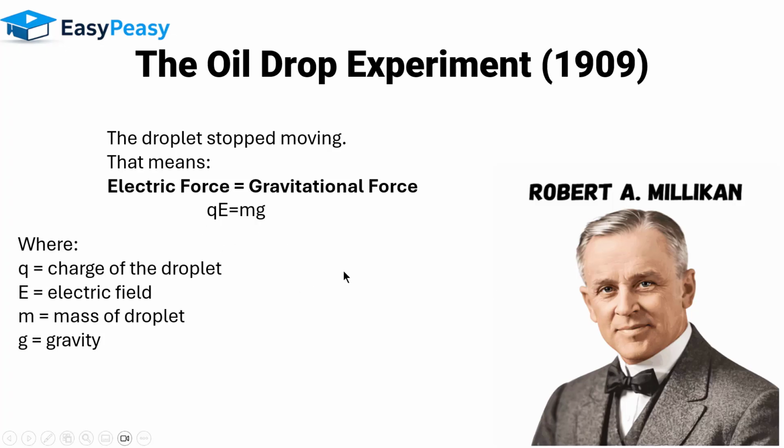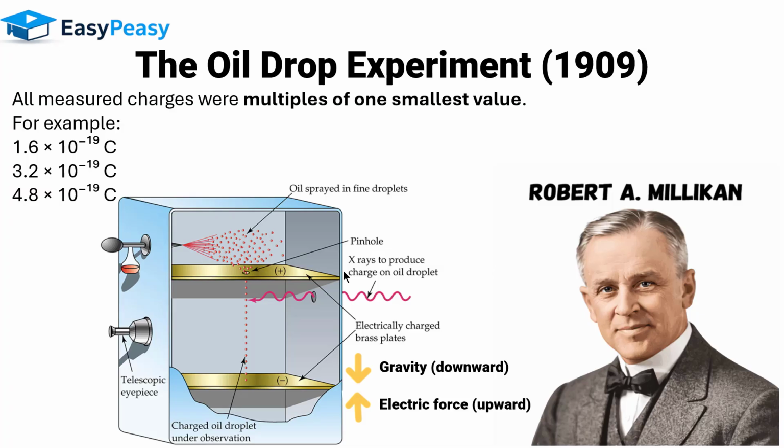Here, Q is the charge of the droplet, E is the electrical field applied, M is the mass of the droplet, and g is the gravity. When Millikan put the values in, he calculated the charge of the electron. And he found that all the measured charges were multiples of one smallest value, and that is 1.6 × 10^-19. So that is basically the charge of one electron.